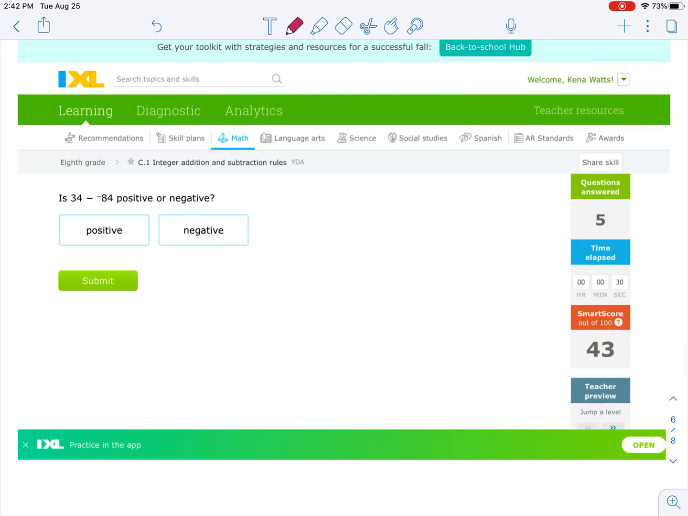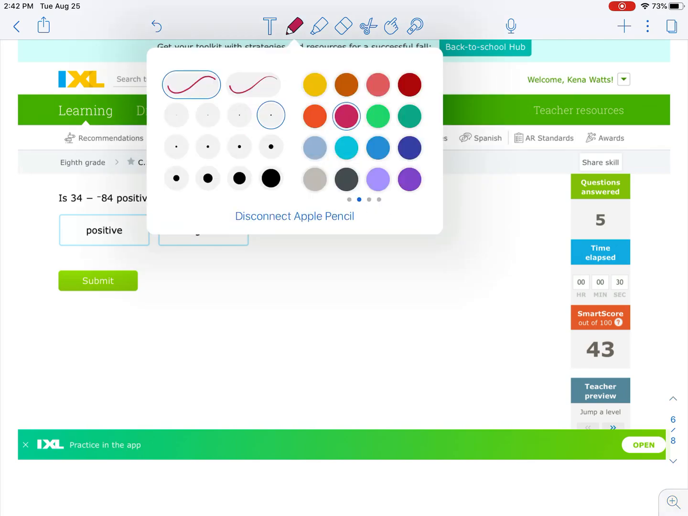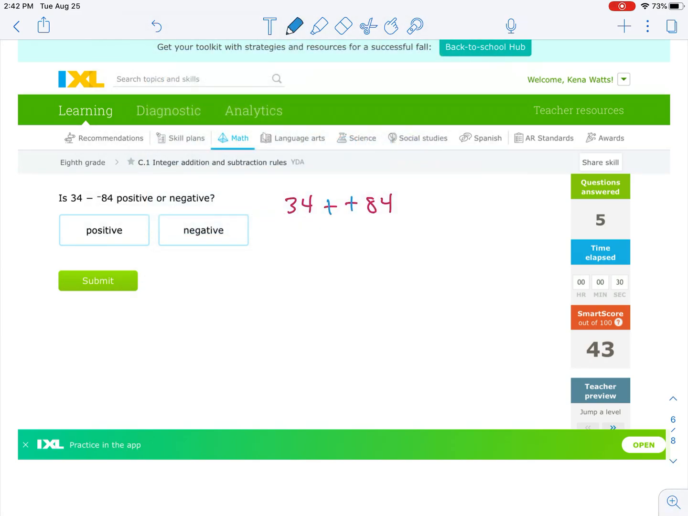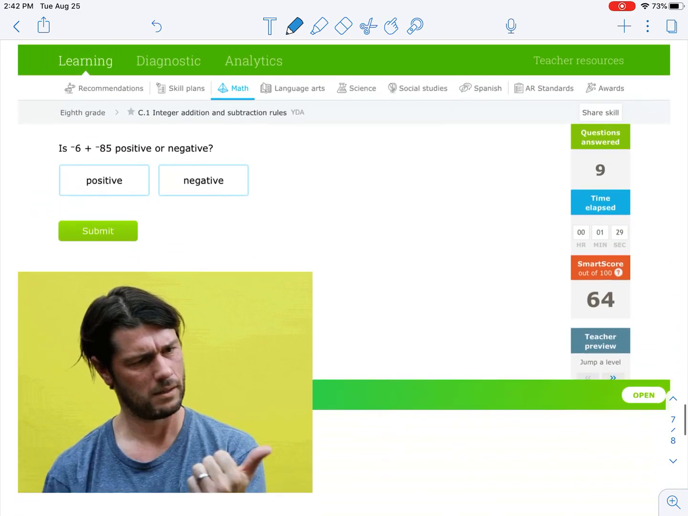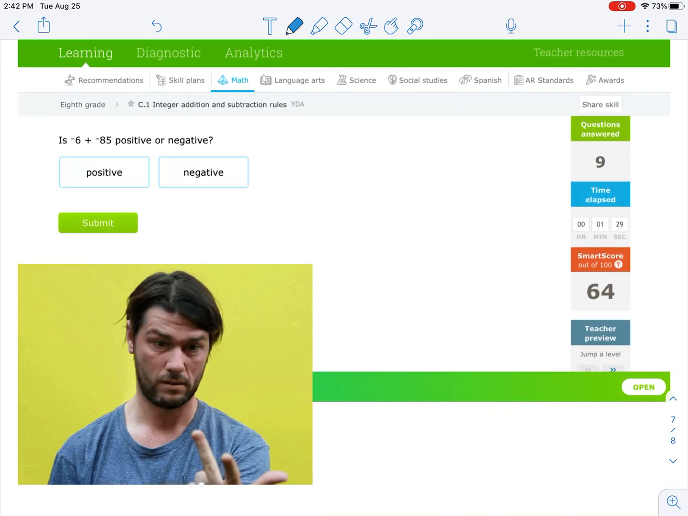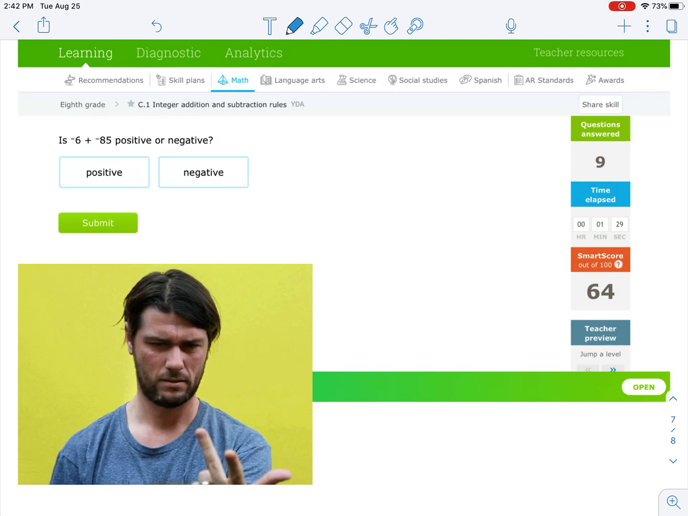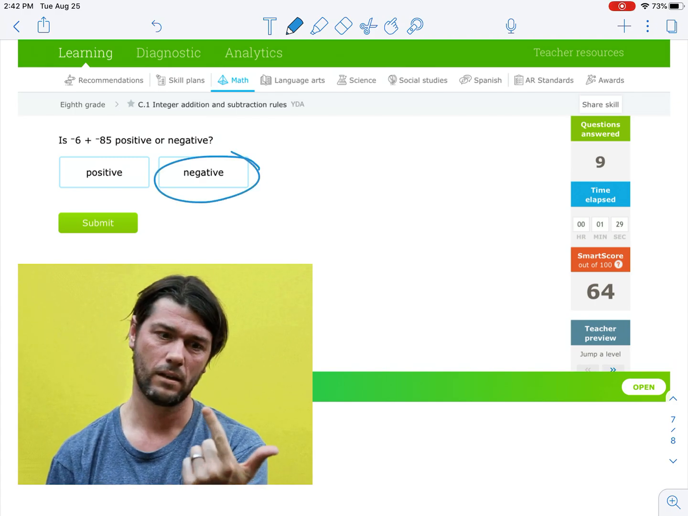Here's another couple of double negatives, so I'm going to immediately change those double negatives to, you guessed it, positives. So 34 plus 84. Both numbers are positive. I'm adding them together, so my answer will be positive. Okay, here's another one where both numbers are negative. They have the same sign, so we would add these numbers together, keep the sign, so my answer is negative.